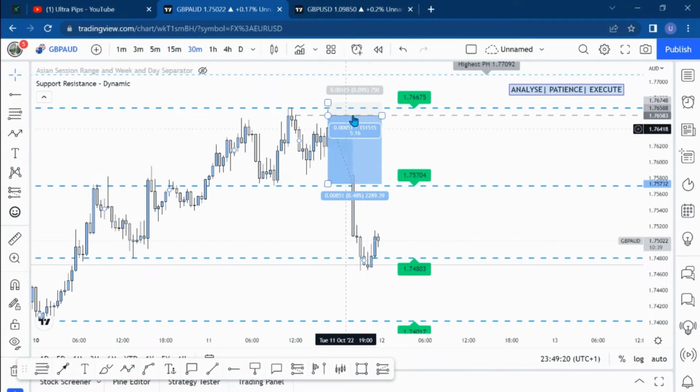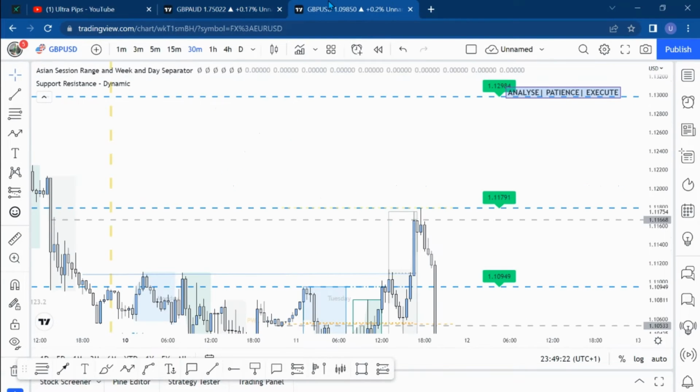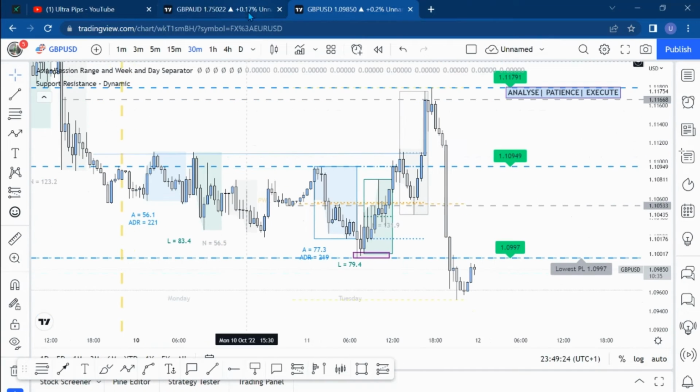So this is just it for GBPAUD. Also on GBPUSD, the same thing happened. As you can see, this is during the Asian session. Price was bearish. Then price took out this Asian session low, right? Then started buying from this support zone.